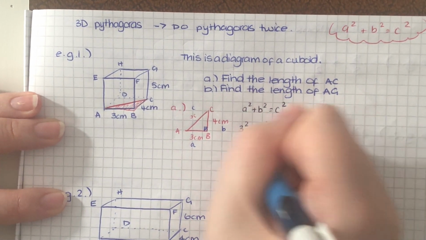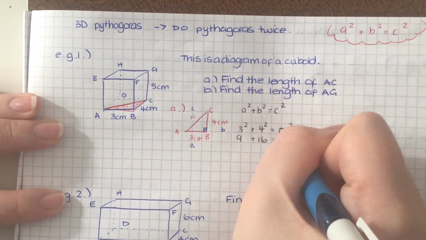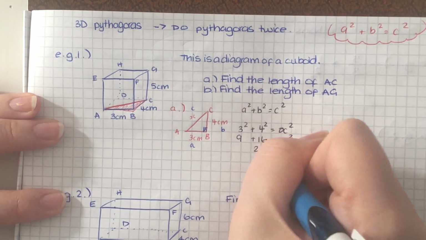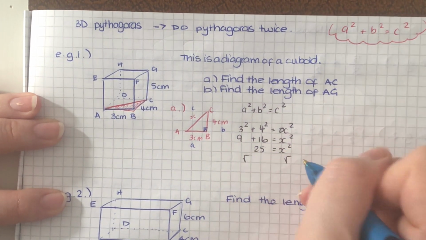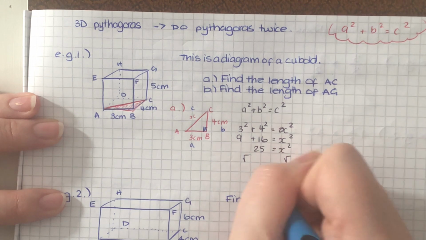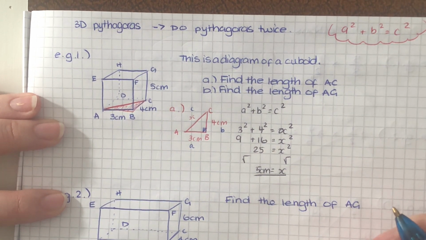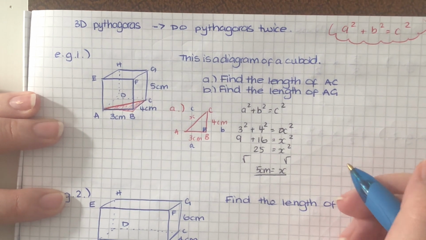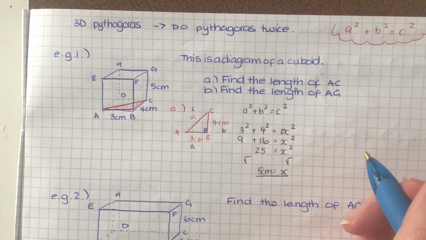Okay, and then we just simplify it. So 3 squared is 9, 4 squared is 16. Add those together is 25, and then we can square root the answer at the end, which is 5 centimetres. Okay, don't forget the units as well. Okay, so that's the answer to the first one, part A.